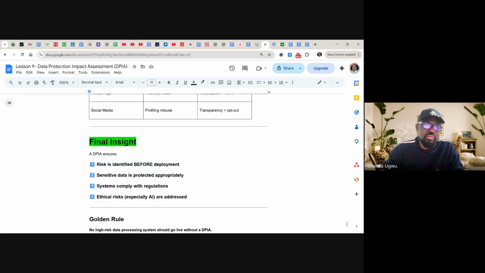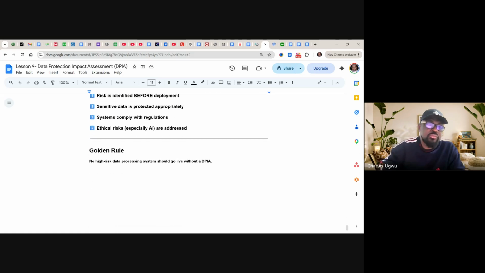So risk is identified before data collection, and sensitive data is protected appropriately, and systems comply with regulations, and ethic risk, especially AI, are addressed. So the golden rule is that no high-risk data processing system should go live without a data protection impact assessment. Yeah, you don't even have to start collecting data.